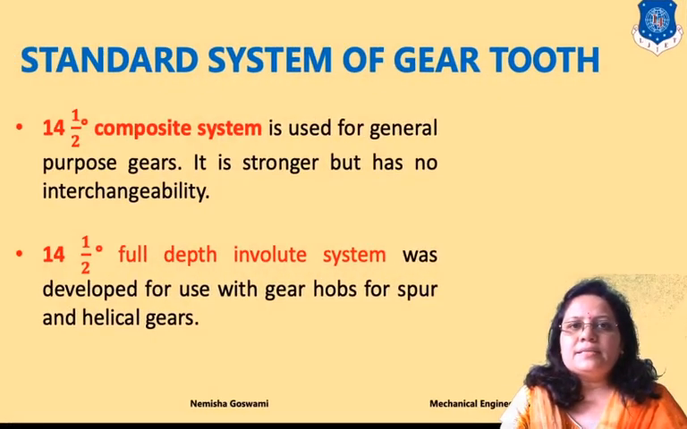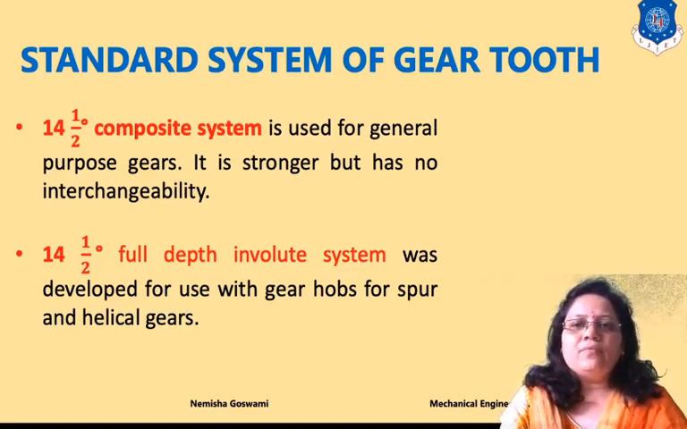Next, we will discuss one by one where they are used in actual practical application. First is the 14 and a half composite system. It is used for general purpose gears, and these are stronger but have no interchangeability. You can't change this system. If you produce any gear using the 14 and a half composite system, you can't replace it by any other pressure angle. These are standard and can't be changed.